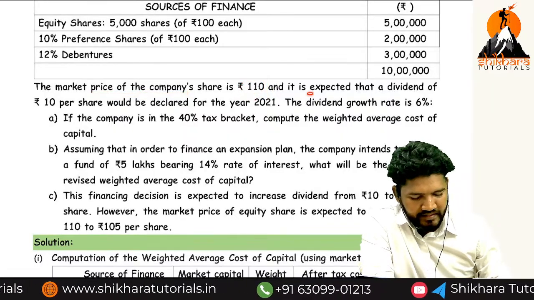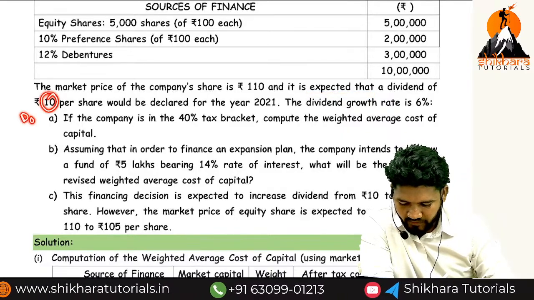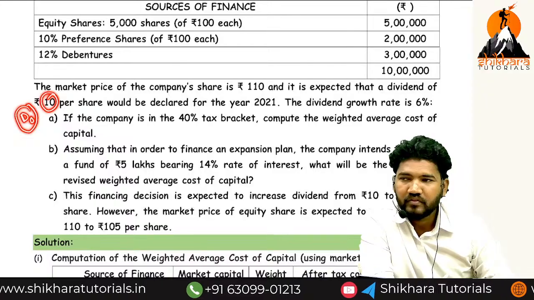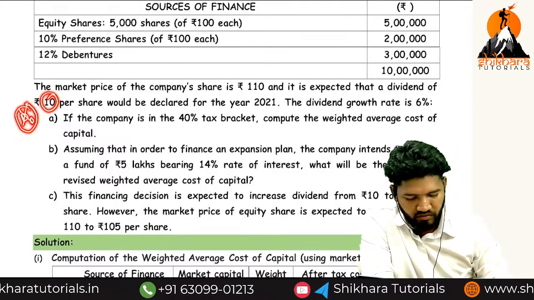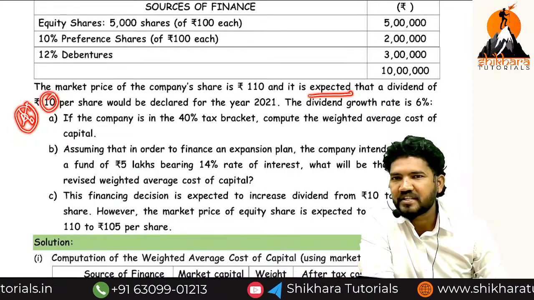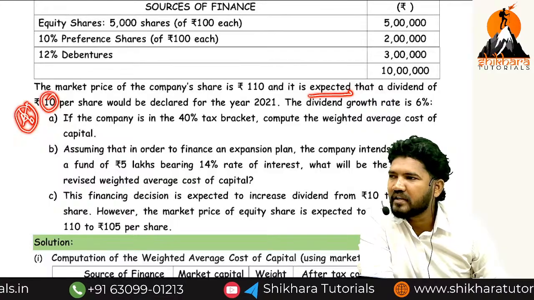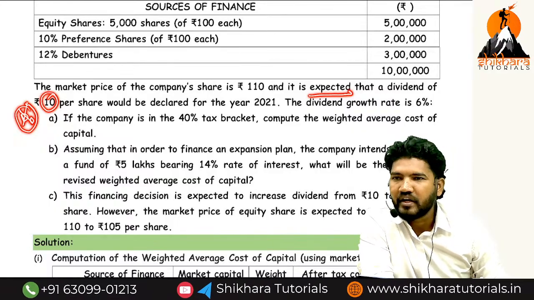Okay. It is expected that dividend of 10 rupees. Can I name it D0? Yes or no? No. Expected. That is where students make mistakes. Sir, clear? For calculation purpose, what do you want, D1 or D0? D1 you want.